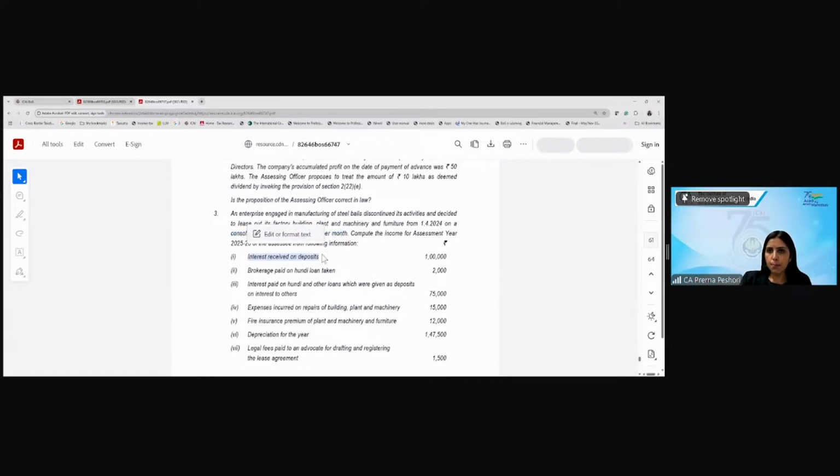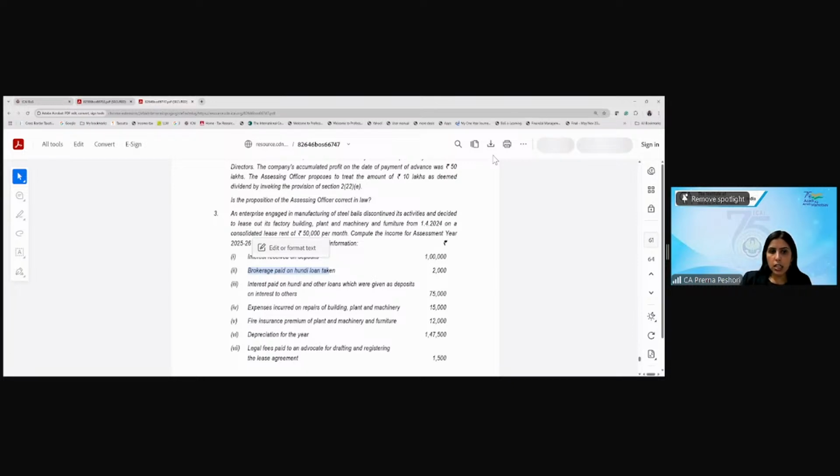Interest received on deposits. What will be its taxability? Interest received on deposits, under which head will this be taxable? Other sources, right? So this will be taxable under other sources. Brokerage paid on hundi loan taken. This is brokerage paid. This is not income. This is brokerage paid on hundi loan taken.